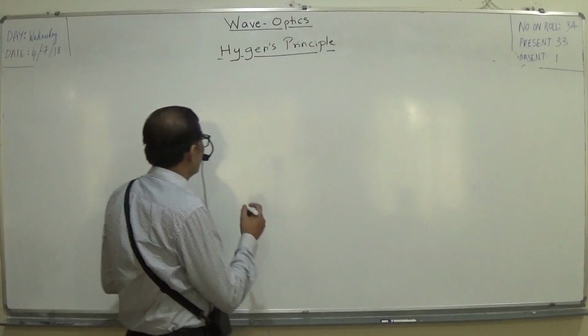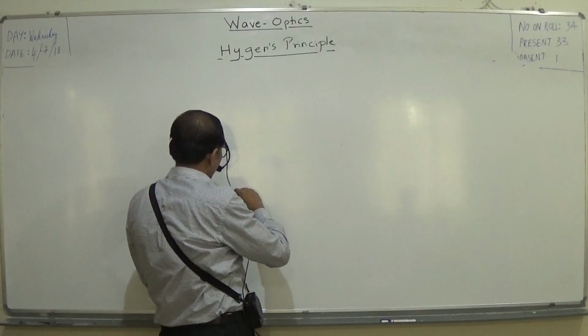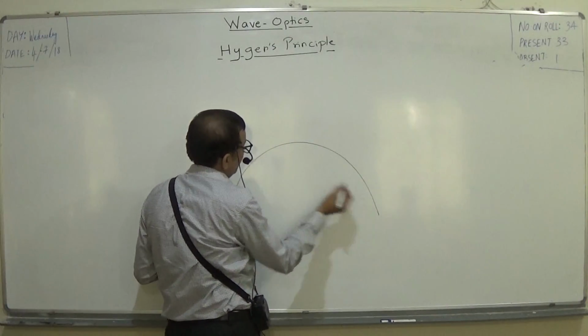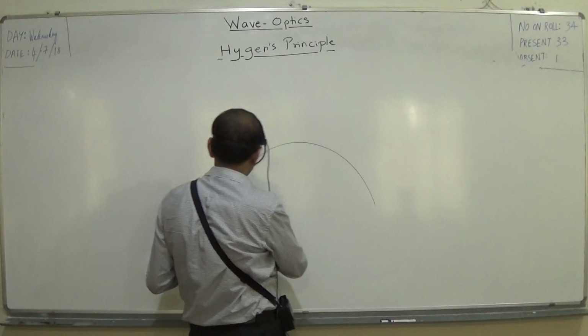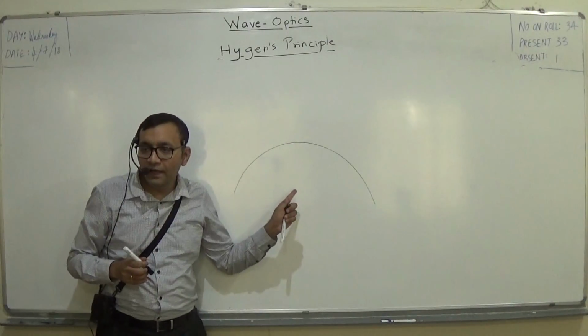Alright? So see, I cannot draw a sphere on the board. Fine? So assume that this is a spherical wavefront. This one. You also draw it in your notebook. This is a wavefront at t equal to 0.